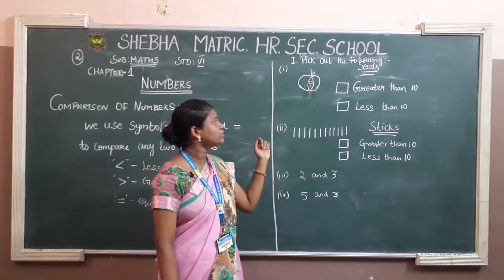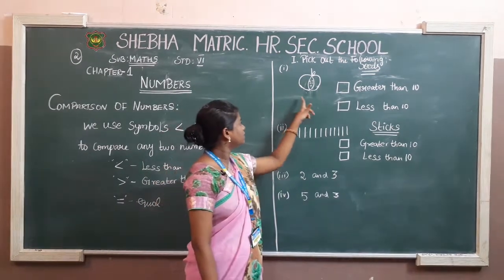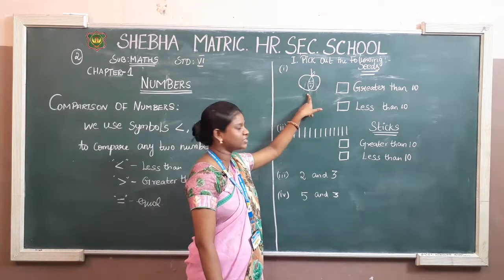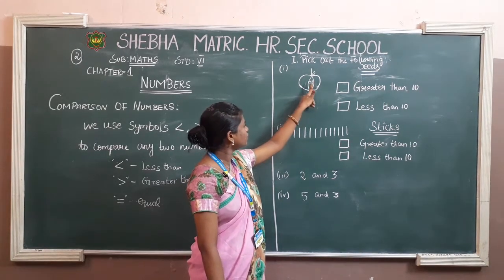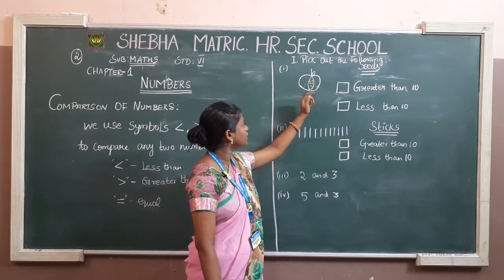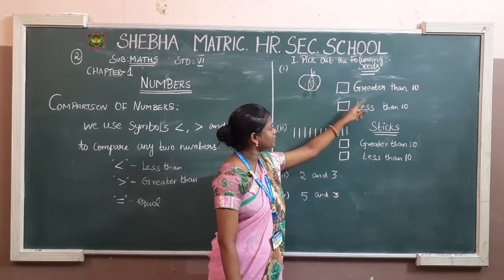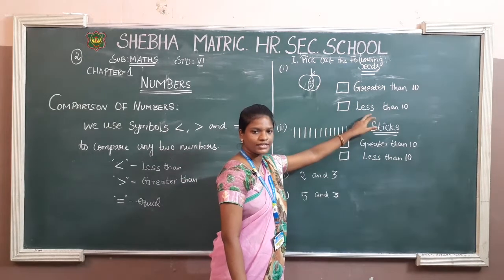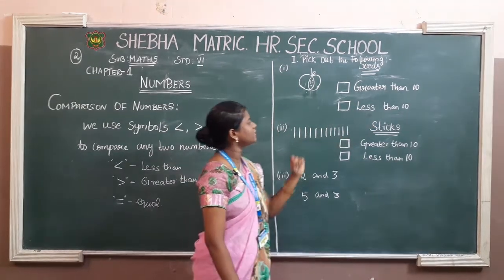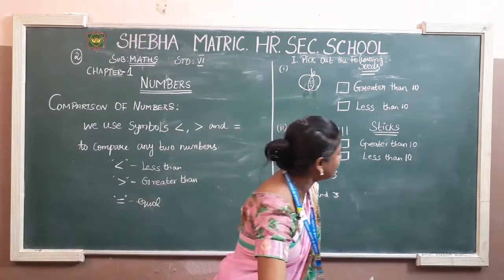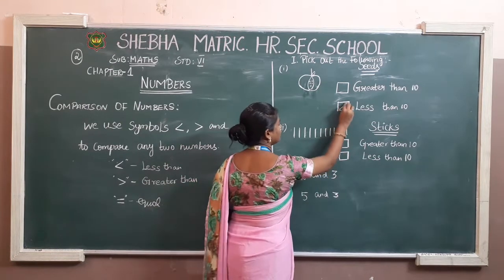Then pick out the following. Next, this is the apple. The apple has some seeds. How many seeds are there? 1, 2, 3, 4, 5. So 5 seeds are there. Is this greater than 10 or less than 10? Did you find it? This is less than 10.